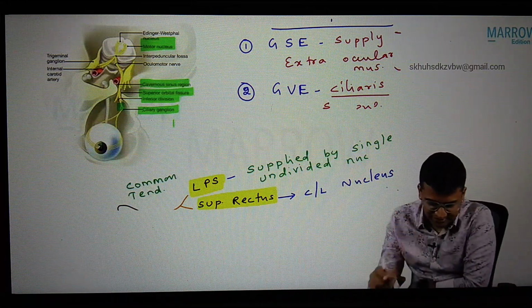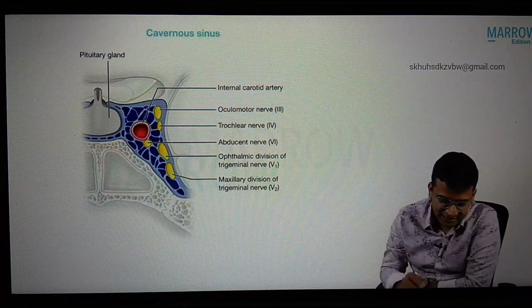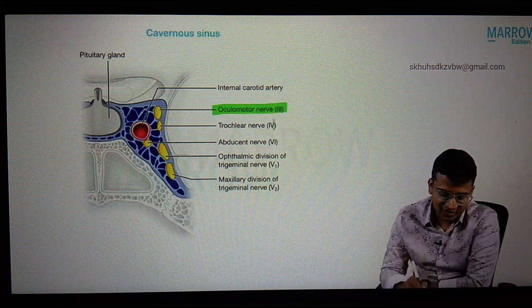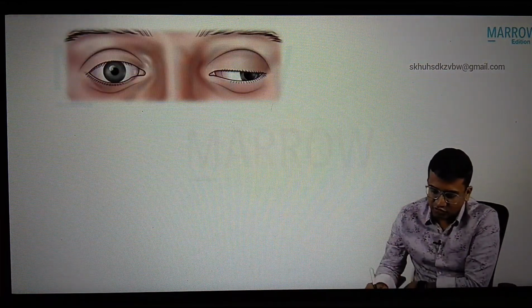Okay, right. Now this is a diagram of the cavernous sinus showing the nerves in the lateral wall. So the oculomotor nerve passes in the lateral wall of the sinus. Okay. So one last point, the features of oculomotor nerve injury.